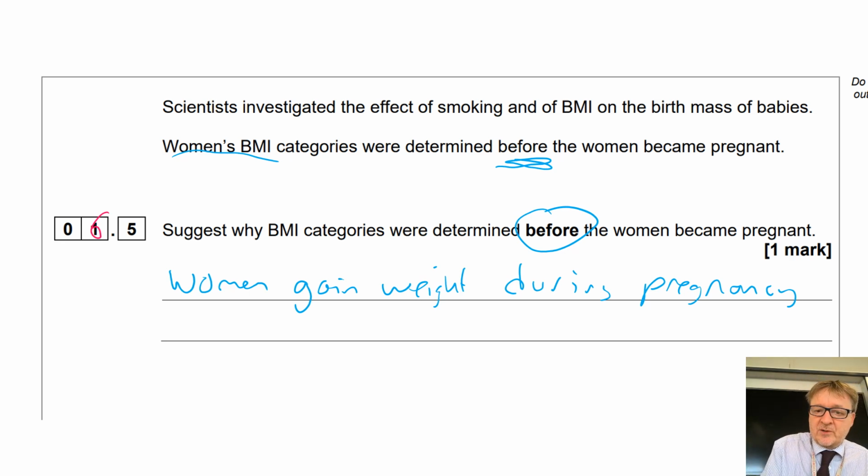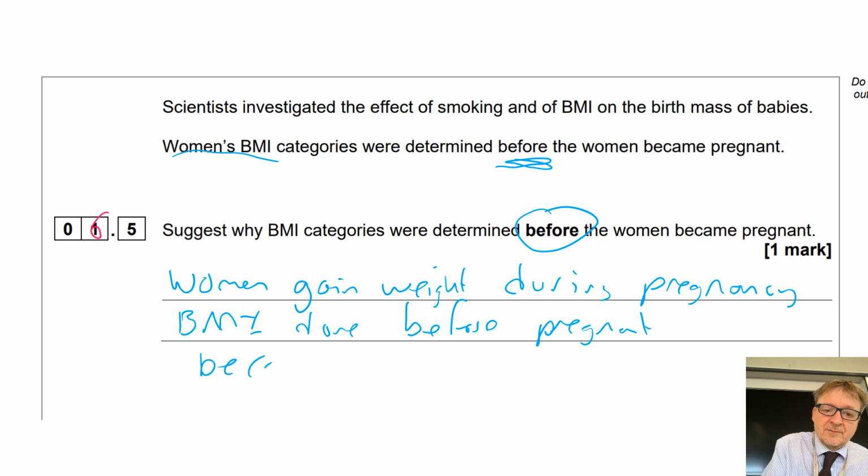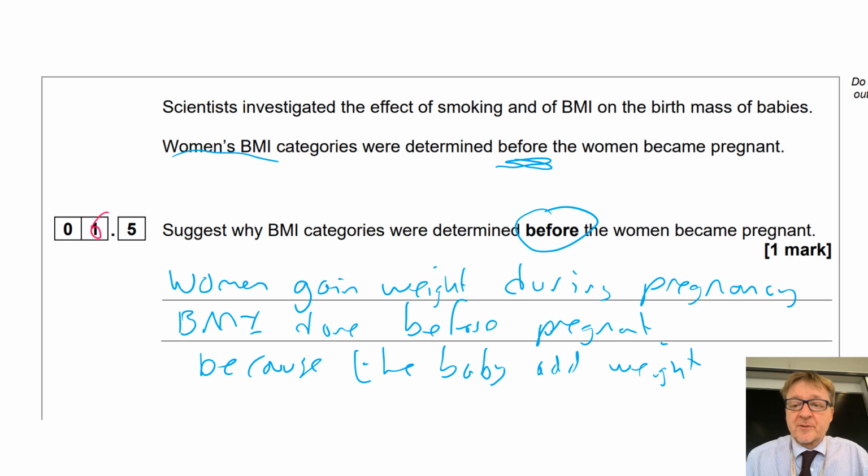The BMI was determined before the woman became pregnant, and the BMI was done before pregnancy because the baby adds weight. So obviously if a woman's pregnant, then the baby's going to grow inside the woman, and the woman's going to naturally put on weight as well.